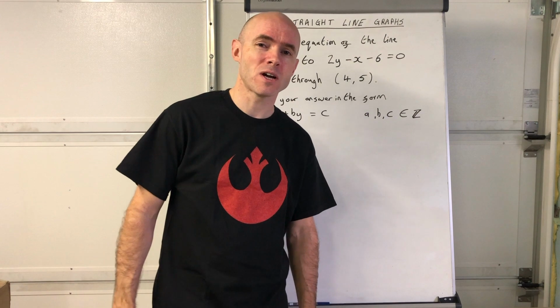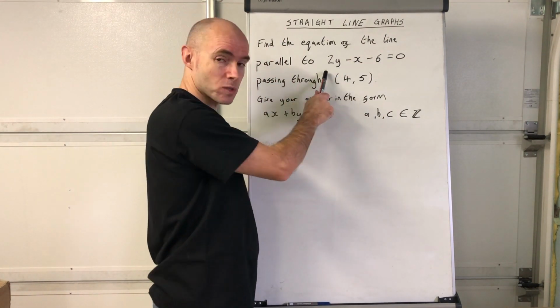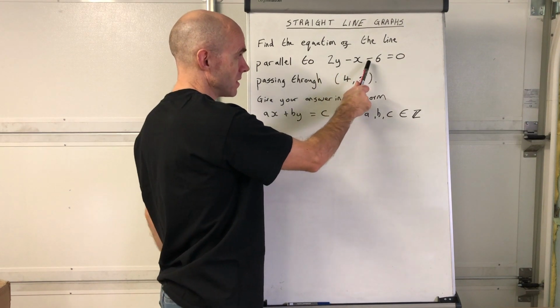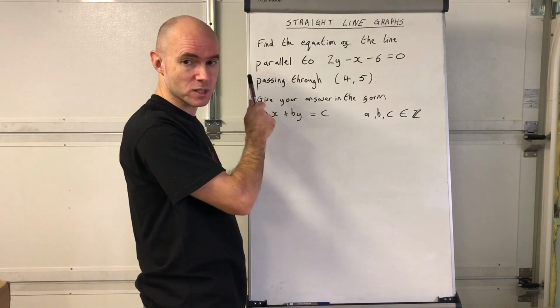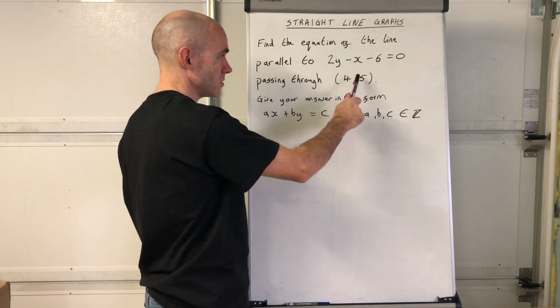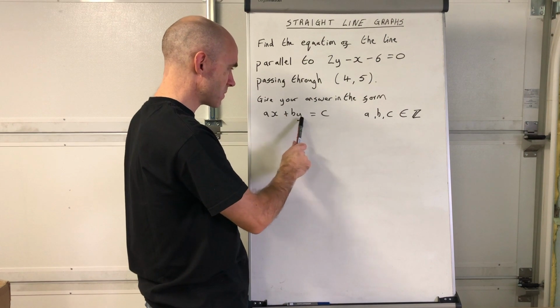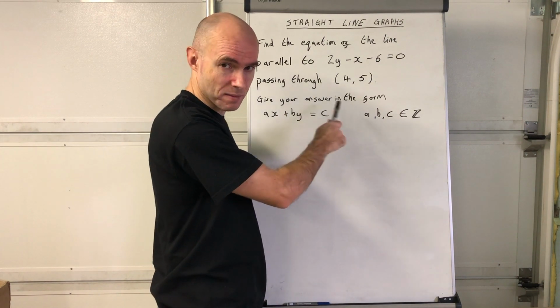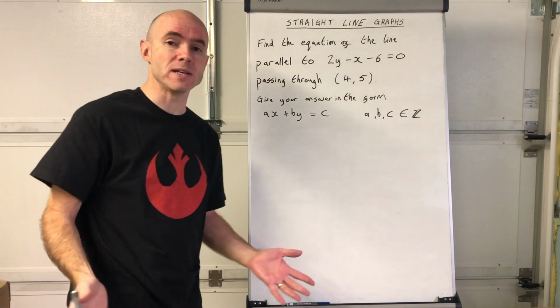So here's my third example then. Find the equation of a line that's parallel to this one. So that's 2y minus x minus 6 equals 0. That passes through 4, 5. So find the equation of the line that's parallel to this, that passes through the point 4, 5. And then here it says give your answer in the form ax plus by equals c, where a, b and c are integers. Okay. So the first thing we want to do is work out the gradient of the line.